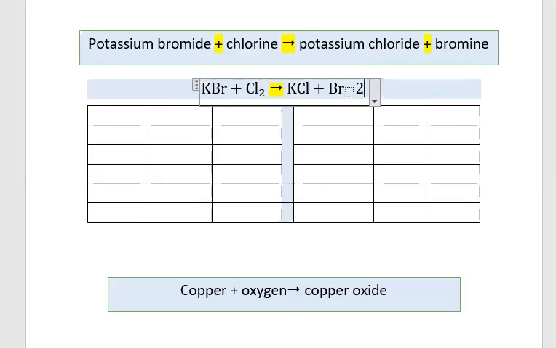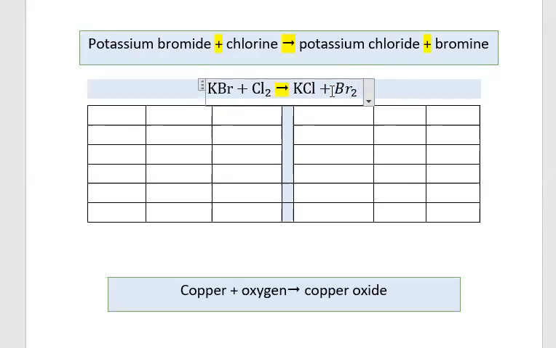Br2, right? Why is it Br2? Because bromine is a diatomic molecule. And I see Michael has written KCl2. Michael, I like how you're thinking. You're remembering that chlorine needs a 2 because it's diatomic.